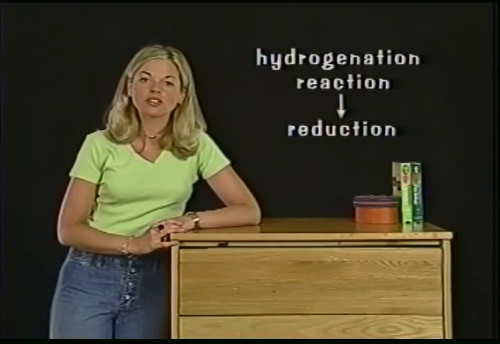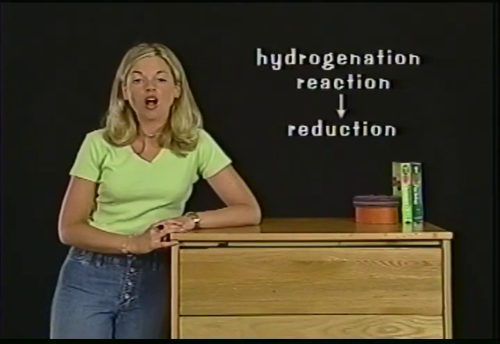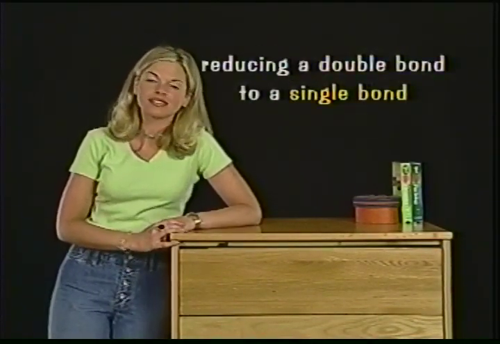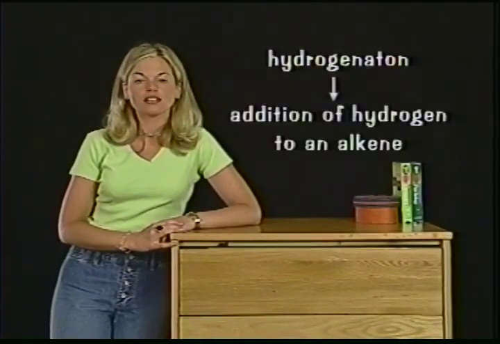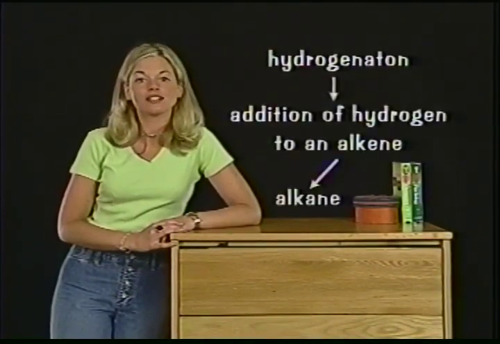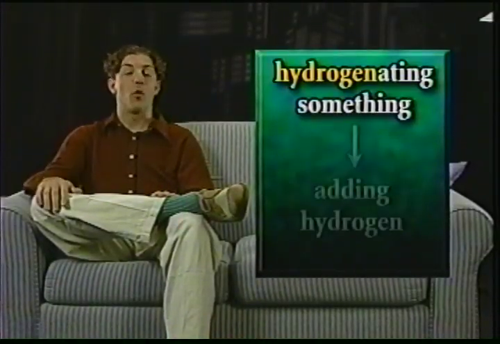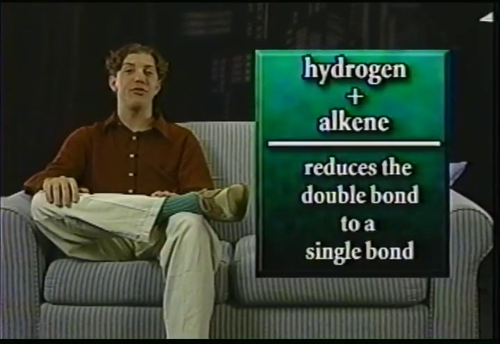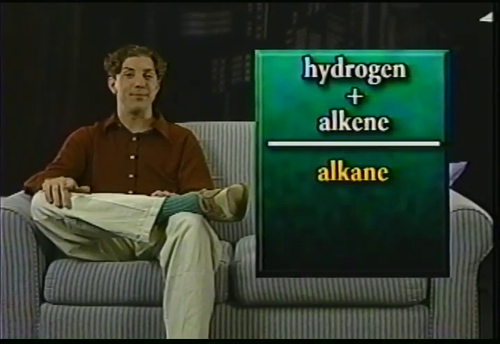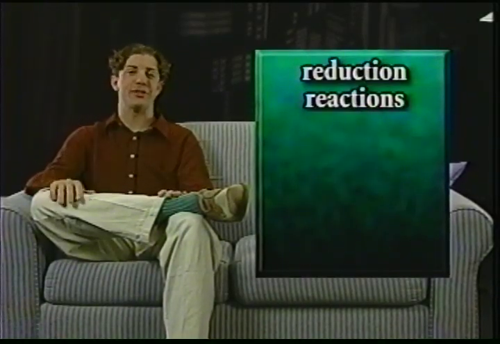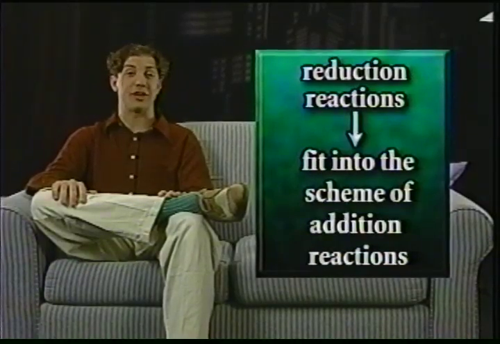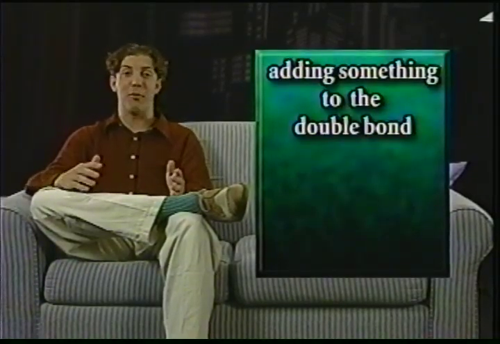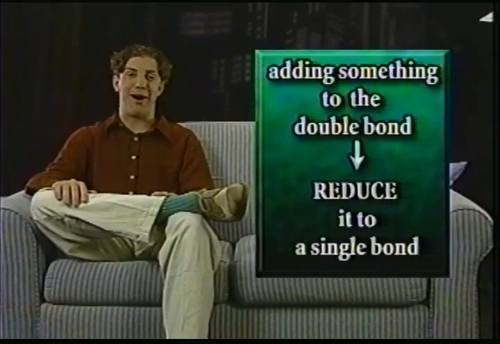The concept of reduction is really simple. Essentially, all we're doing is reducing a double bond to a single bond. Hydrogenation is the addition of hydrogen to an alkene to yield an alkane. Makes sense, right? We're hydrogenating something. We're adding hydrogen. Adding hydrogen to an alkene reduces the double bond to a single bond, so we reduce an alkene to an alkane. And this is why reduction reactions sort of fit into the scheme of addition reactions. We're adding something to the double bond to reduce it to a single bond.